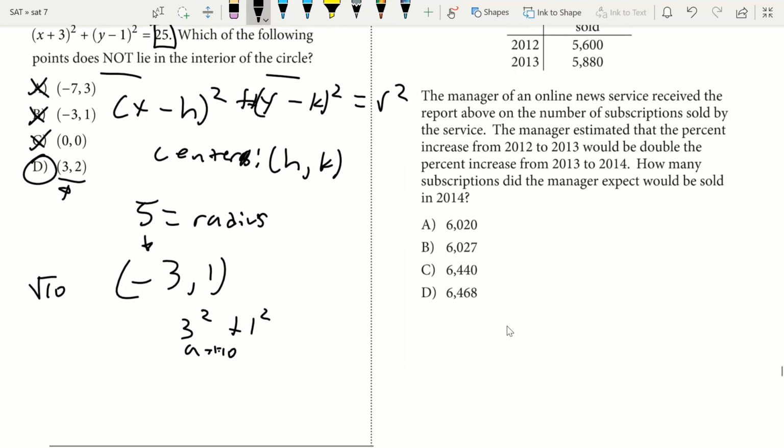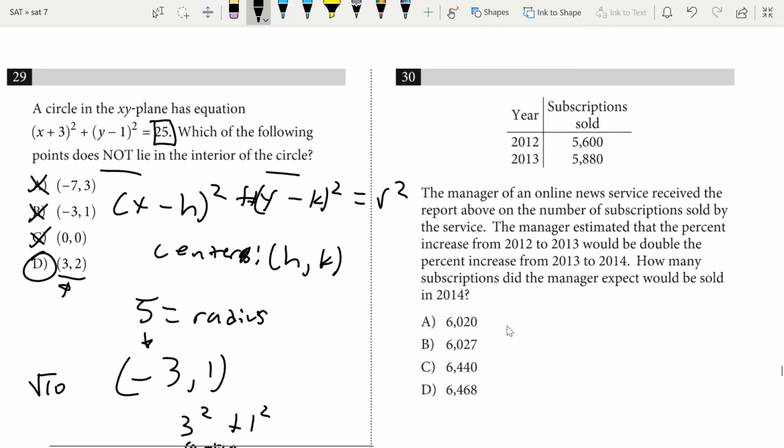Now I look at question 30. The manager of an online news service received the report above on the number of subscriptions sold by the service. The manager estimated that the percent increase from 2012 to 2013 would be double the percent increase from 2013 to 2014. All right, well, what that just means is that in 2013 to 2014, they had half the percent increase they did from 2012 to 2013. How many subscriptions did the manager expect would be sold in 2014?